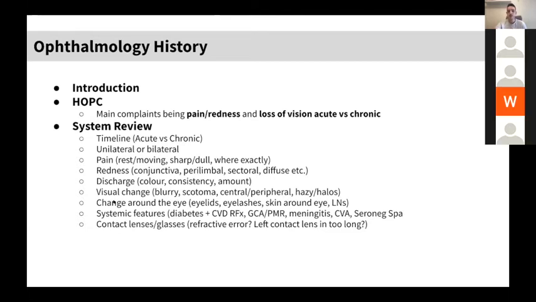These are the types of questions that you can use to differentiate what condition it's going to be: the timeline, whether it's one or both eyes, the pain, redness, etc. And if you get a yes to something like, I do have a visual change, you want to question that further to understand exactly what's going on. Is it just a bit blurry, or is it the peripheral vision? Is it the central vision? Always double check that.